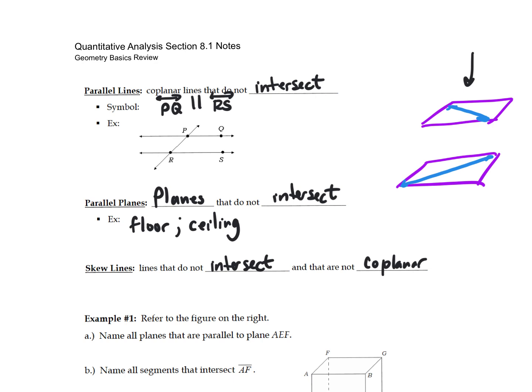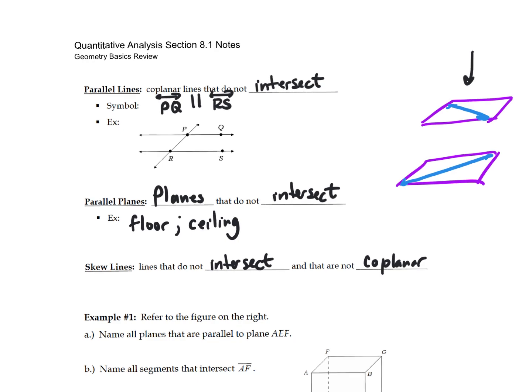Parallel lines are important because, if you recall from geometry, the reason we're really looking at this is because you have lots of relationships where angles are similar that we'll talk about here in a second.